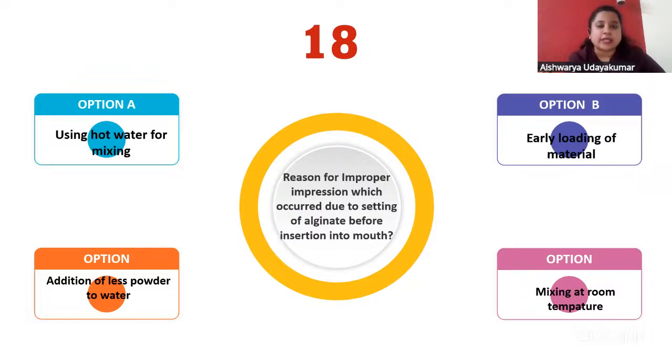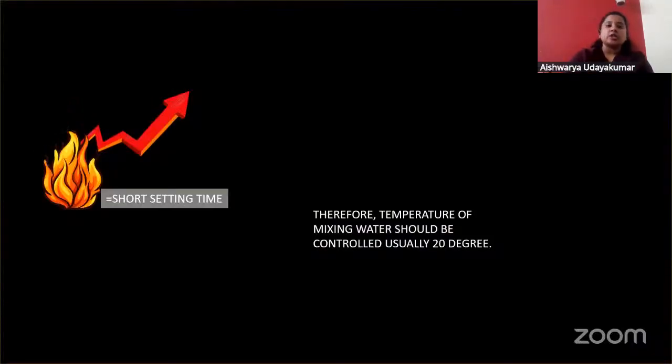Early loading of material is an option. Addition of less powder to water makes the impression very tacky. Mixing at room temperature. Temperature is a word that you should always correlate with alginate. Using hot water for mixing. Now, what you should understand is that temperature is directly connected to the setting of alginate. Increase the temperature, you decrease the setting time.